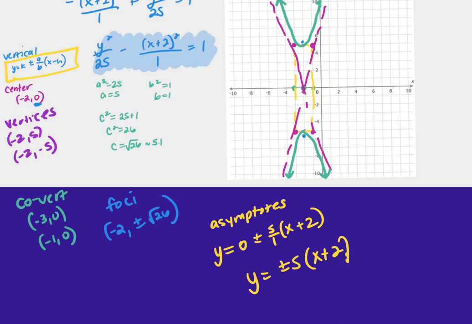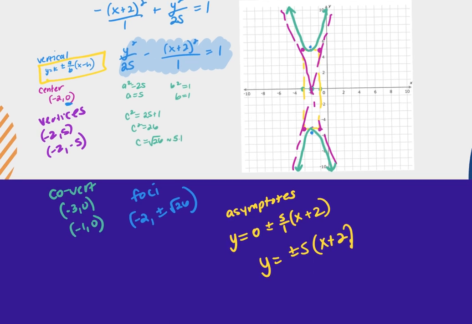Yep. For the foci, how do you know if it's inside or outside of the box? It's always inside the scoop. Okay. So it'll always be outside the box. In an ellipse, it's inside. So C is going to be smaller than A, whereas here it's outside, so C is always bigger than A. Because C squared is A squared plus B squared, so C has to be bigger than A here. But on an ellipse, it's C squared equals A squared minus B squared, so C has to be smaller than A.